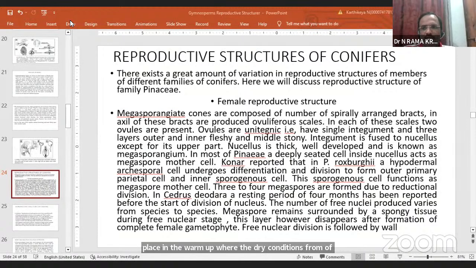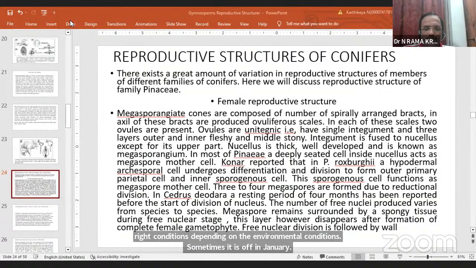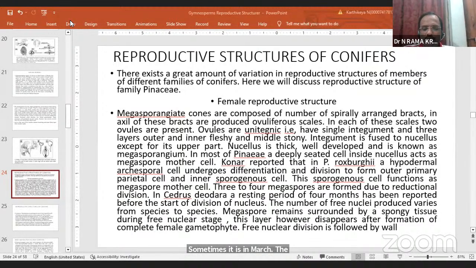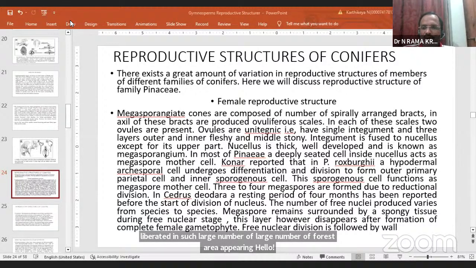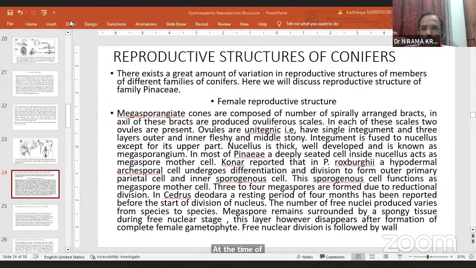Sometimes it is in January, sometimes in March. The microspores are liberated in such large numbers that the pine forest area appears yellow at the time of dehiscence, called the shower of sulphur. After the pollen is shed, the male cone withers and falls off. So this is the development of the male reproductive organs.